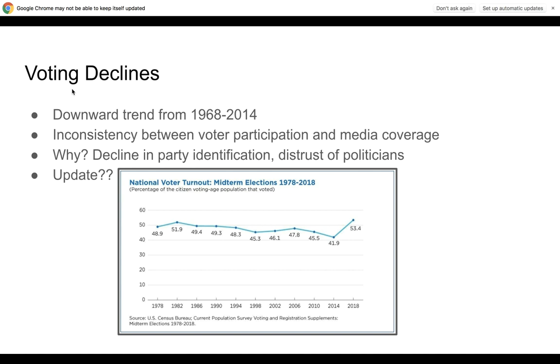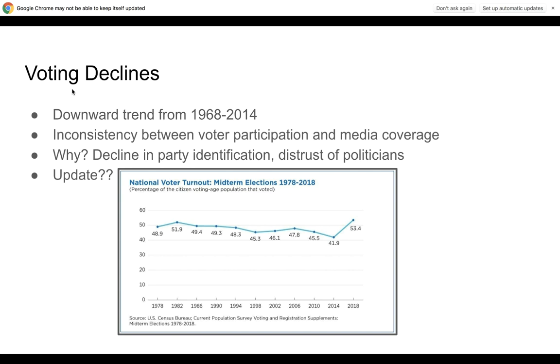So it's just sort of good to know these trends are happening. And despite this going down, media coverage of elections and politics and voting has increased. So it's sort of not correlating. It's inconsistent, right? Why are these voting numbers going down? A lot of it is a decline in party identification.